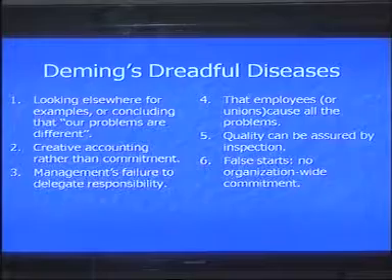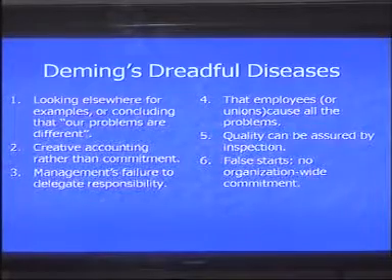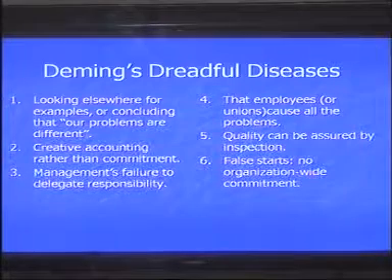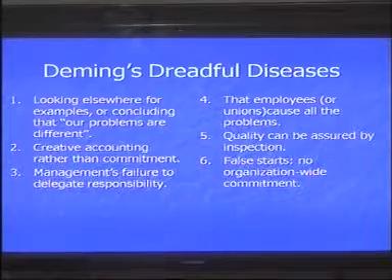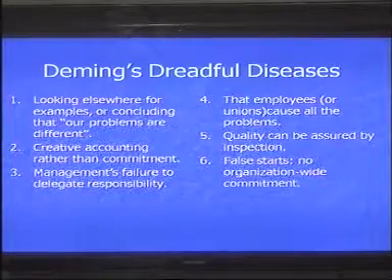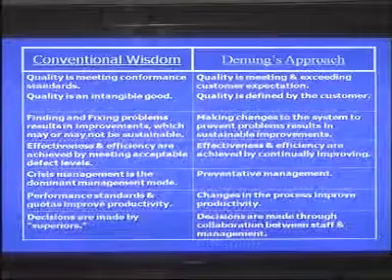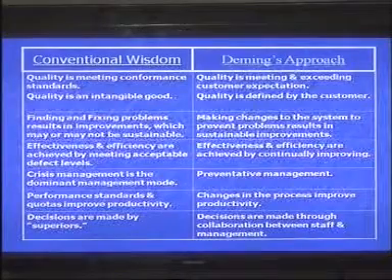Deming's deadly diseases. First, looking elsewhere for examples or concluding that our problems are different. Creative accounting rather than commitment. Management's failure to delegate responsibility. The belief that employees or unions cause all the problems. The belief that quality can be assured by inspection. False starts. No organization-wide commitment. So this is the difference between Deming's approach and the conventional wisdom.